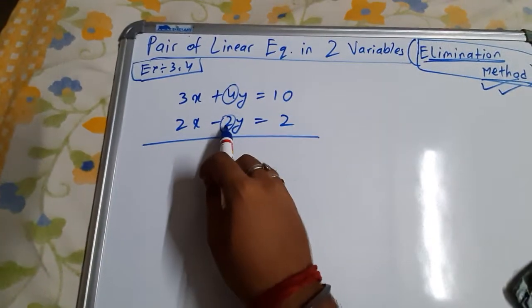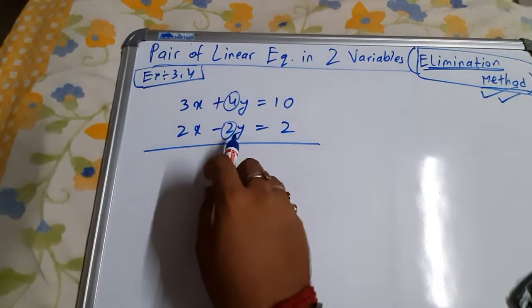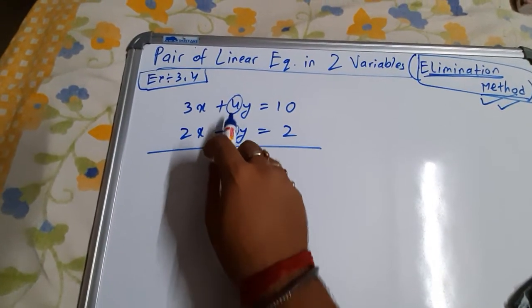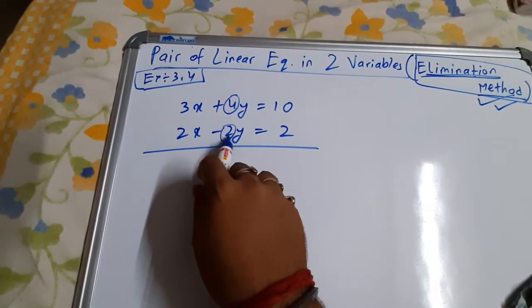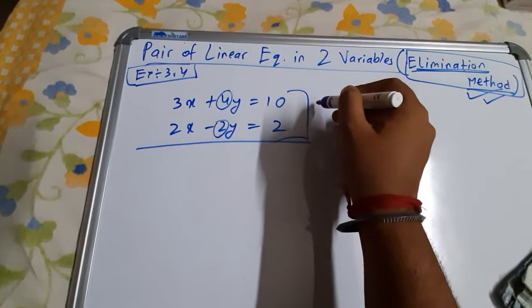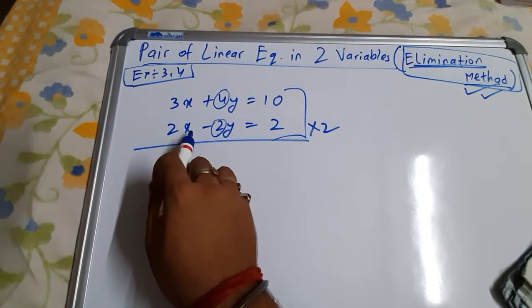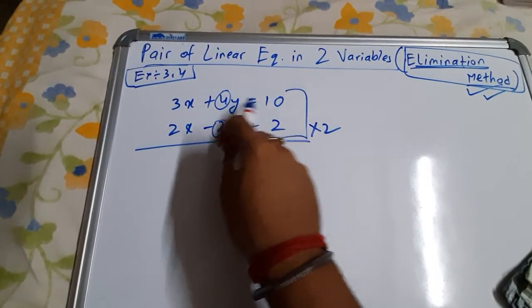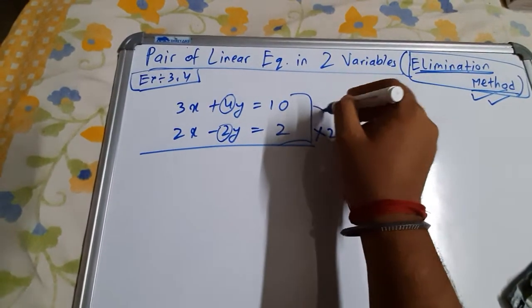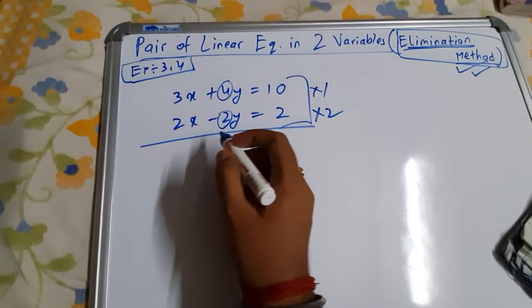So I will make this coefficient equal by multiplying a number. What number must be multiplied with this number to make 4? 2 must be multiplied with 2 so that it makes 4. So I will multiply this equation by 2. This whole equation I will multiply by 2. Now this equation remains unchanged. So I will just multiply it with 1. It's just a convention. You can just write nothing over there also.